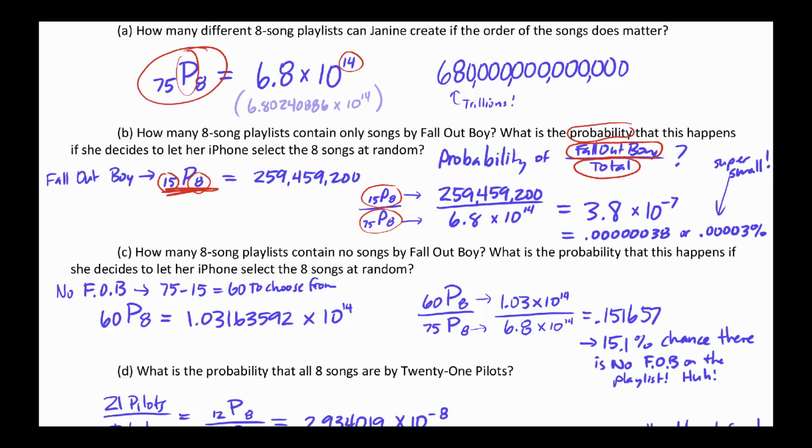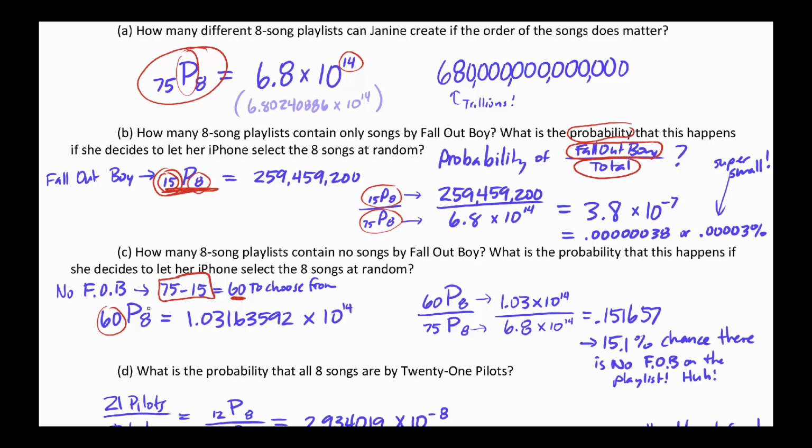Part C says, how many 8-song playlists contain no songs by Fall Out Boy? What's the probability that this happens if she decides to let her iPhone choose these 8 songs at random? The first thing we're going to have to do is figure out how many songs are not Fall Out Boy. So if we know that there are 15 total Fall Out Boy songs, that means 75 minus 15 leaves us with 60 to choose from.